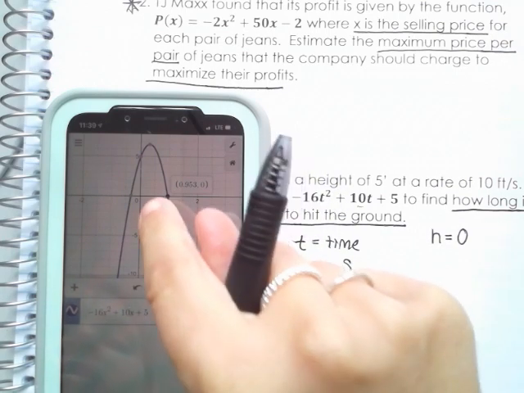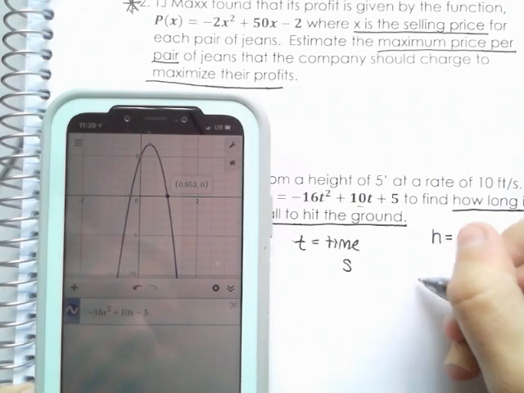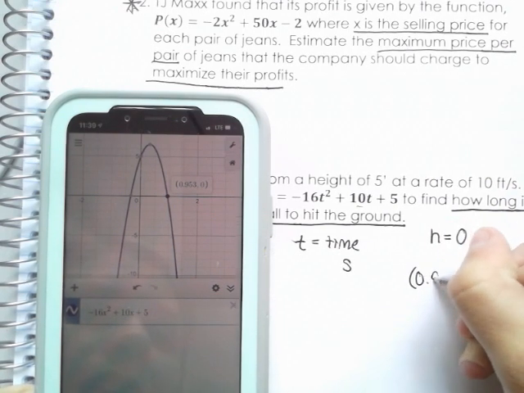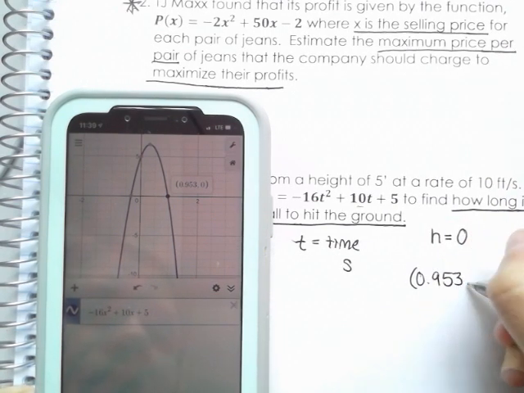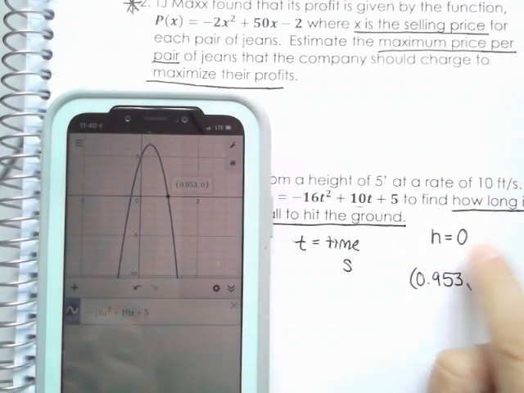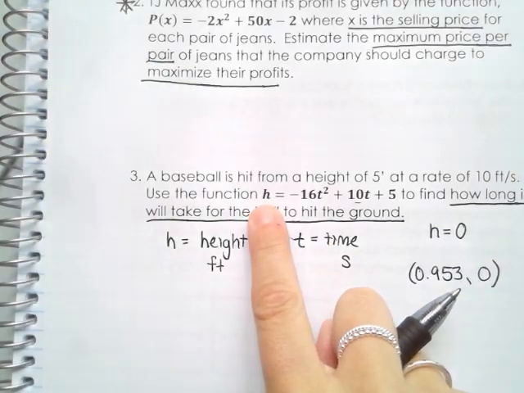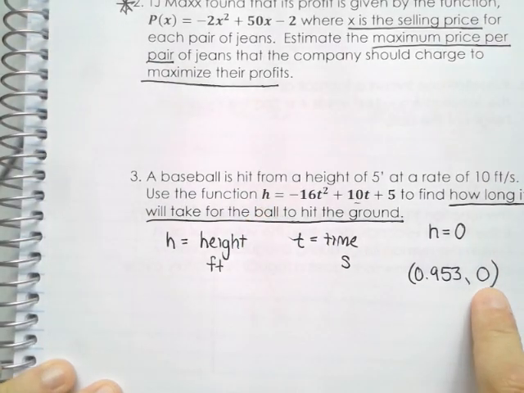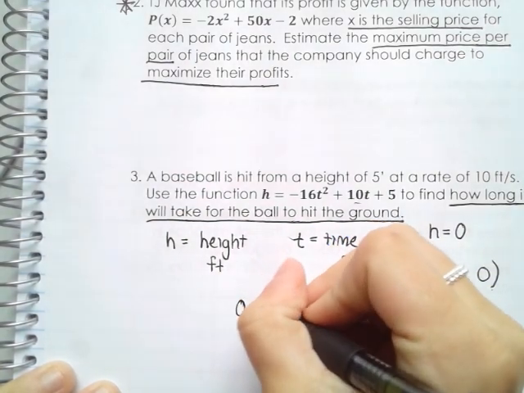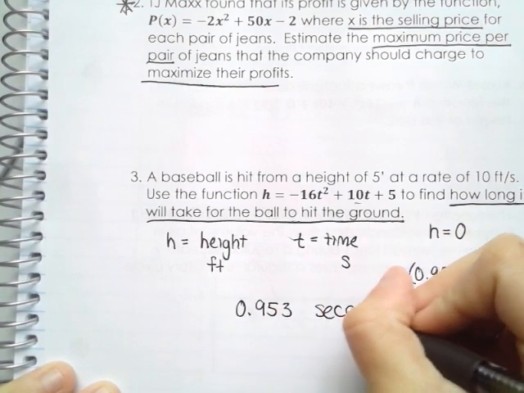So right here, I'm going to click on that dot, and it gave me the coordinate point, 0.953, 0. Our height, that was our y variable. And we know that because that's what our equation was equal to. So our height's 0 at this point, and it took 0.953 seconds for it to hit the ground.